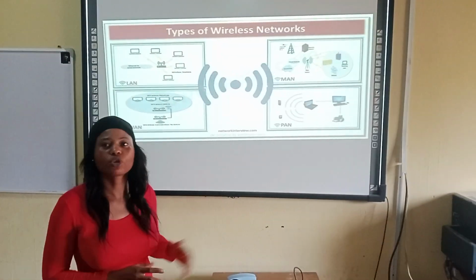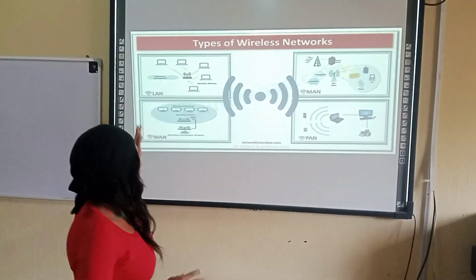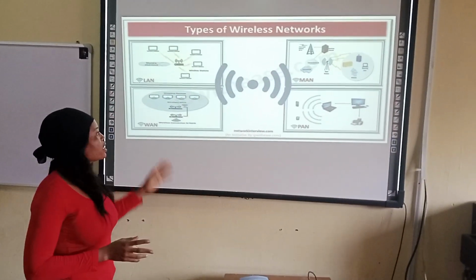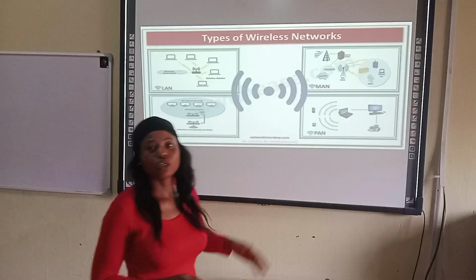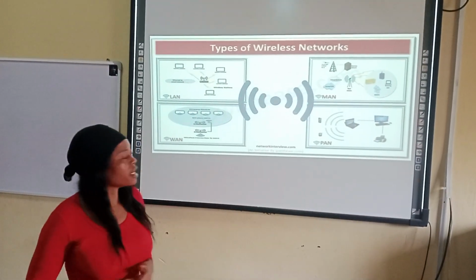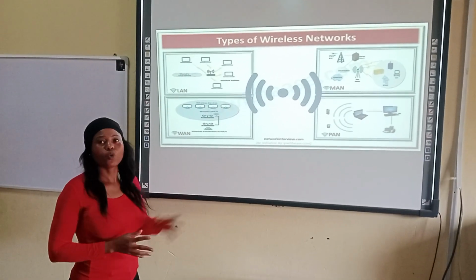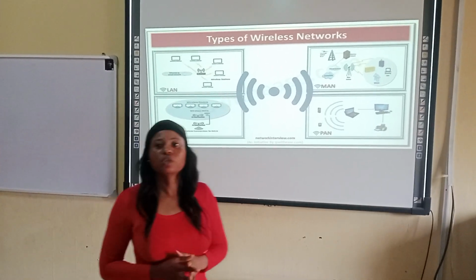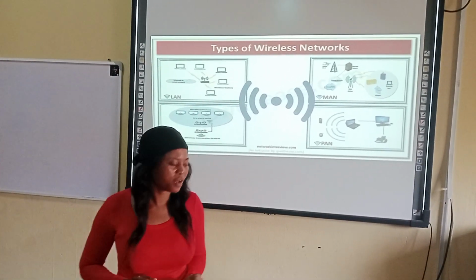What are the different types of wireless network? We look at the LAN, which is local area network. We look at the MAN, metropolitan area network. We look at the WAN, wide area network, and finally we look at the PAN, which means personal area network.